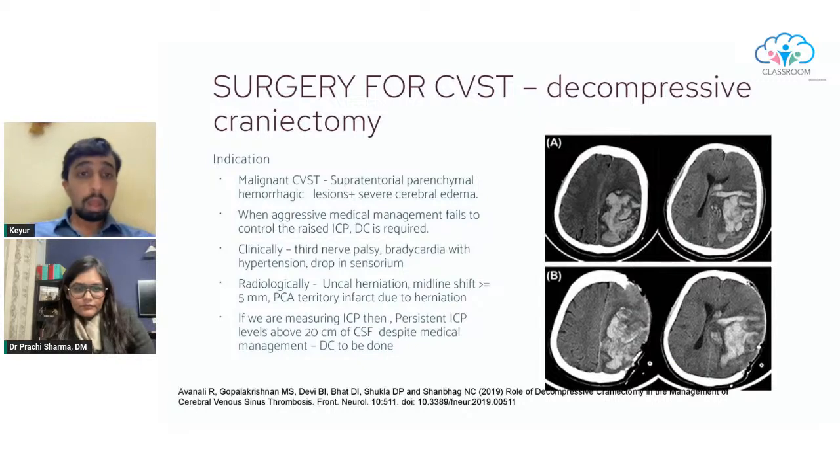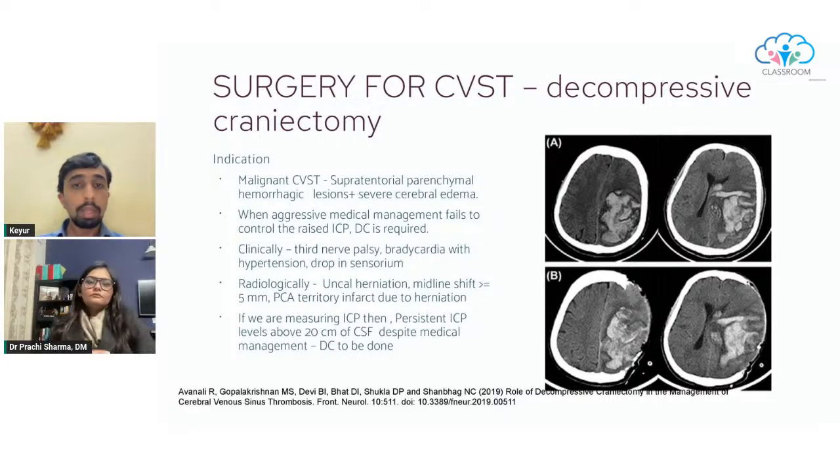So surgery for cerebral venous sinus thrombosis that we will talk about today is decompressive craniectomy. The indications for decompressive craniectomy is, as Dr. Prachi mentioned, malignant cerebral venous sinus thrombosis, with supratentorial hemorrhagic lesions and severe cerebral edema, and all the aggressive medical measures have failed to control ICP, and decompressive craniectomy is thus required.